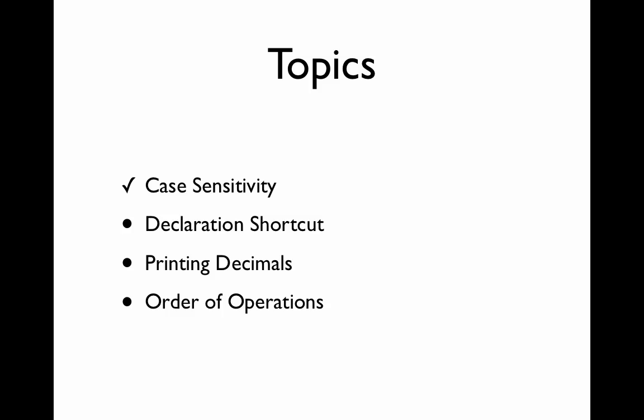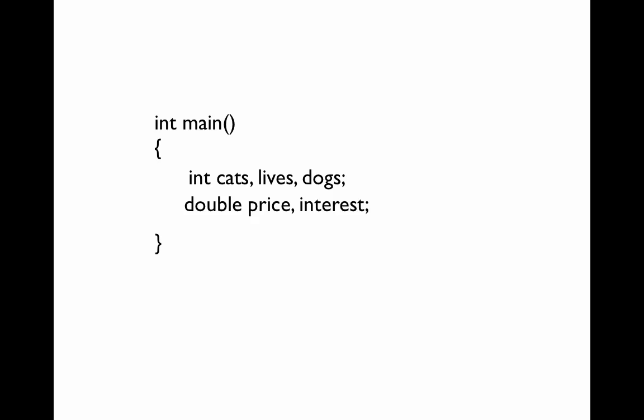Next is the declaration shortcut. And all this means is if you have multiple variables of the same type you want to declare at the same time, you can do that on one line. So if we have cats, lives, and dogs as three different variables that are int types, we can declare them as shown here. And this lets us declare three variables of int rather than saying int cats, int lives, int dogs. And same with any other type, so for double price and interest, we've declared five variables on two lines here. And if you know their starting values, you can assign them as well.